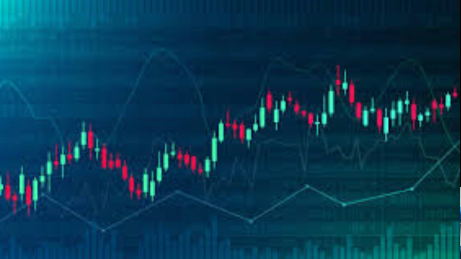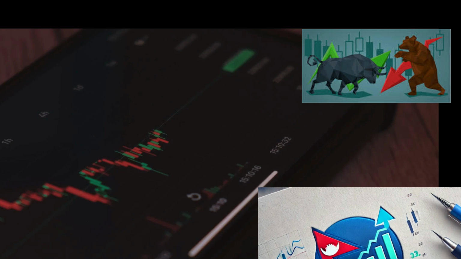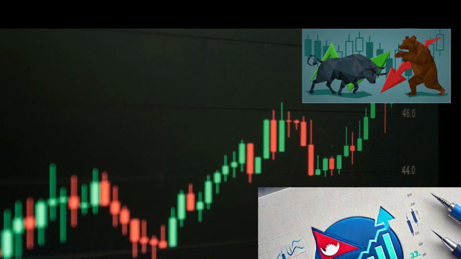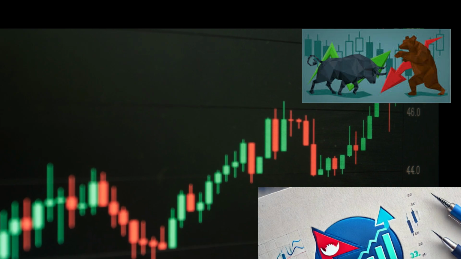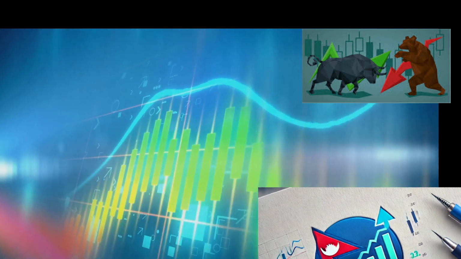Before we jump into specific patterns, let's break down the anatomy of a candlestick. Each candlestick represents a specific time frame. It could be a minute, an hour, a day, or even a week. Think of a candlestick like a little soldier with a head and two legs. The body of the candlestick is the thick part in the middle. It tells you the opening and closing prices for that time frame. Now, the wicks or shadows are the thin lines sticking out above and below the body. These show you the highest and lowest prices reached during that period.